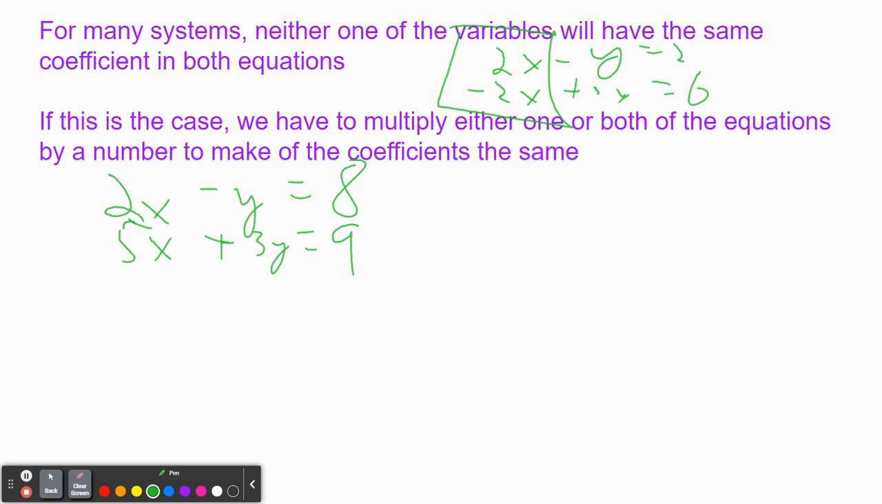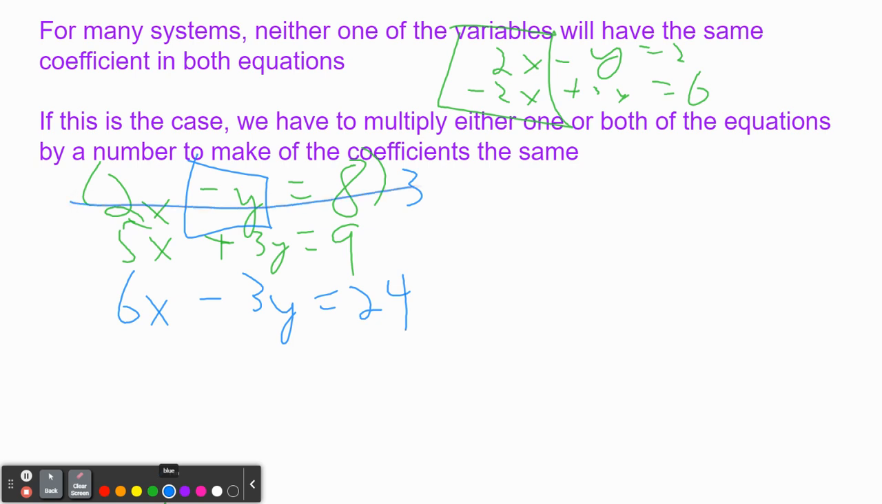Fortunately, we can do something to every part, just like we would when we're manipulating equations and going from different forms. We can multiply all of the top, and I'm going to focus on the y here because it's negative 1y, so I can multiply it by 3 and have it line up with the positive 3y below. So I multiply everything in the parentheses by 3. 3 times 2x is 6x. 3 times negative y would be negative 3y. And then 3 times 8 is 24.